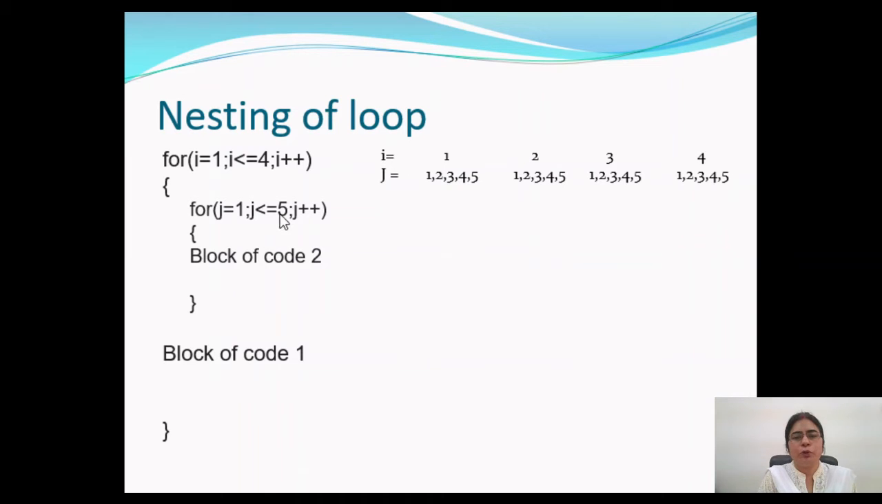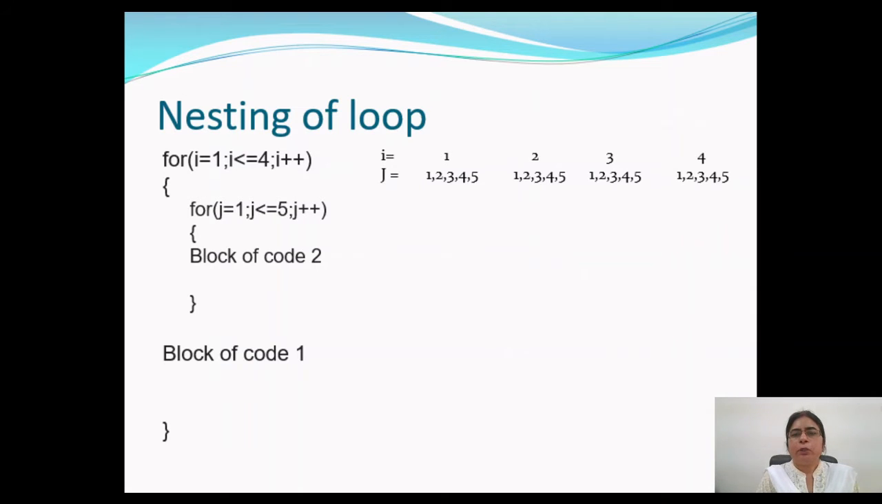And block of code 2 will execute that many number of times. Block of code 1 is part of the outer block, and so for every iteration of the outer loop, it will execute only once. Block of code 2 is part of the inner for loop, so it will repeat as many times as the inner loop executes. So this is the way nesting of loops is done and how it is used. Now, what are the situations and conditions in which we require such type of arrangements?